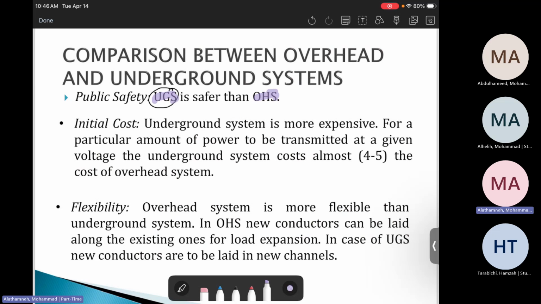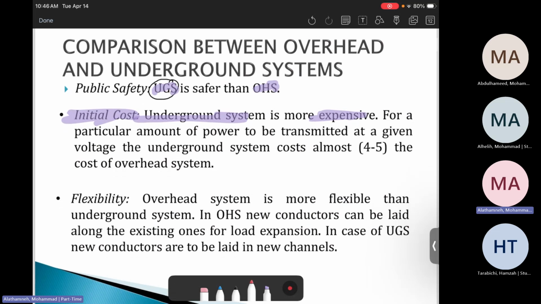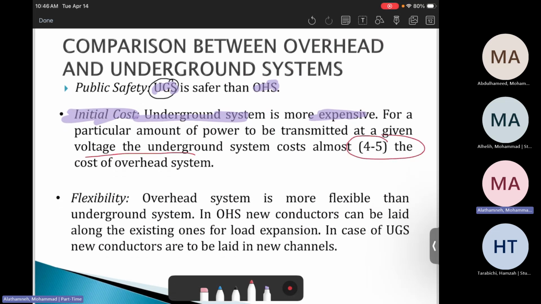Related to the initial costs, underground system is more expensive. The cost is around 4 to 5 times the overhead system. That's something that you need to worry about. Sometimes the overhead is cheaper, 4 or 5 times cheaper than the underground systems. That's something that we need to worry about.